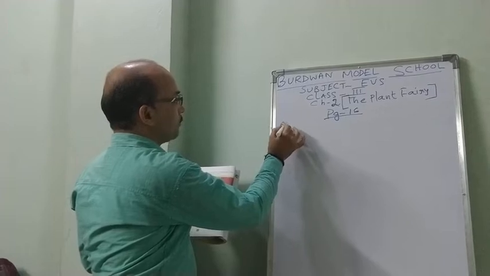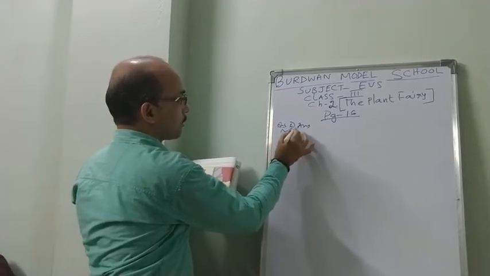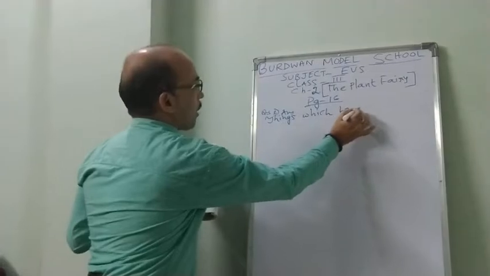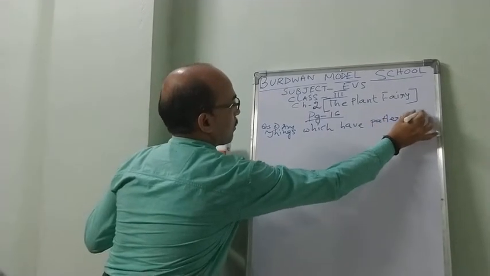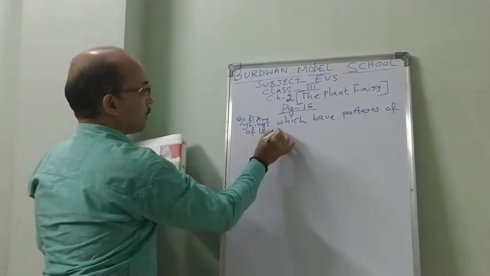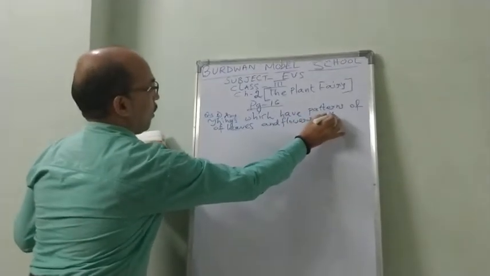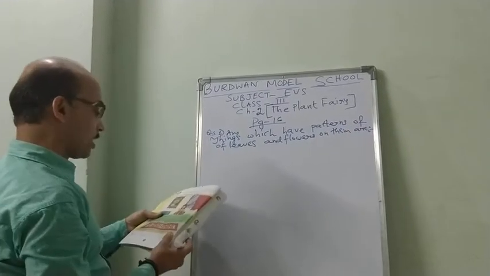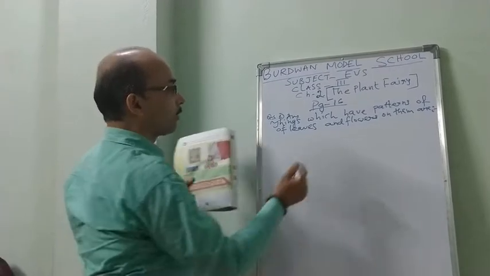Question 1. I can write: things which have patterns of leaves and flowers on them are, you can look at the picture, you can easily tell which have patterns of flowers and leaves. I am writing.